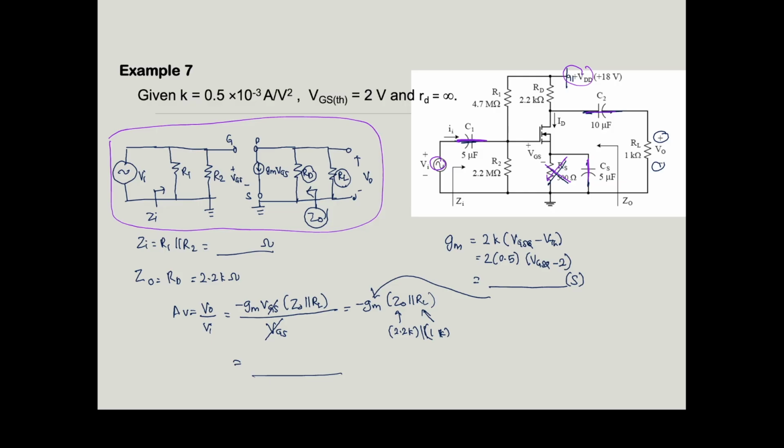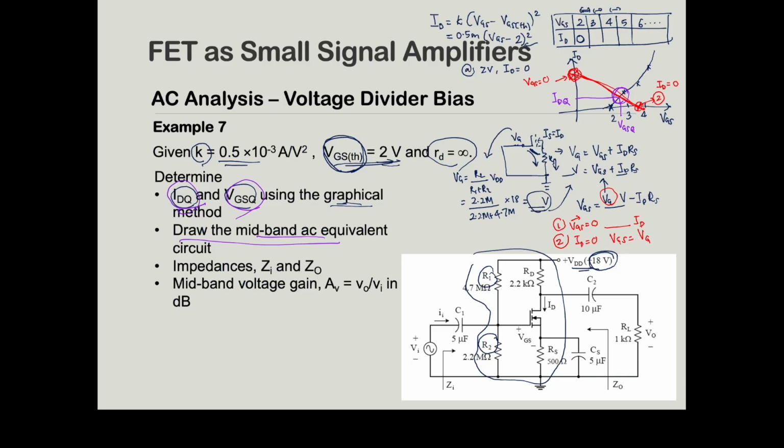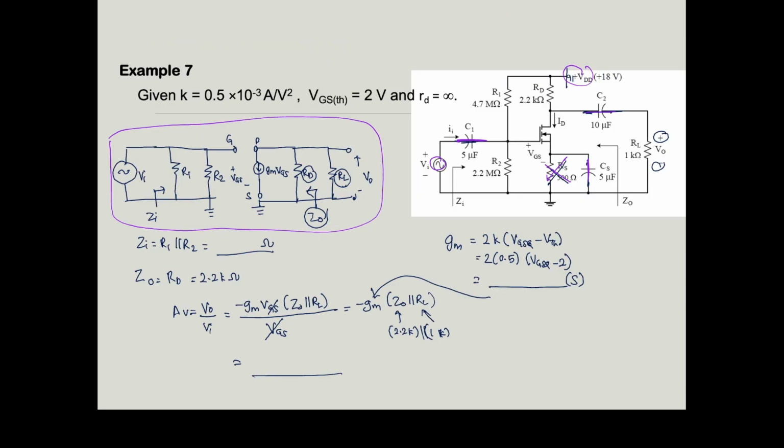Next, of course, you need to find the input impedance and output impedance. Look at your AC equivalent circuit: your input impedance is R1 and R2, which are connected in parallel, so you calculate and get the value. Your output impedance is before your RL, so the value is only RD. RD is 2.2 kilo ohm, so you don't have to calculate.